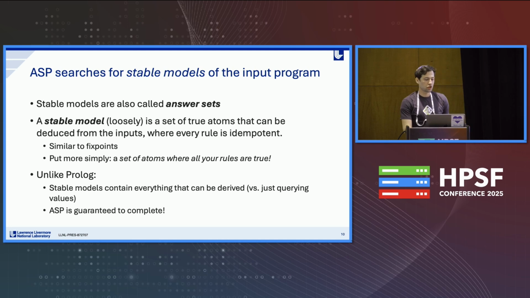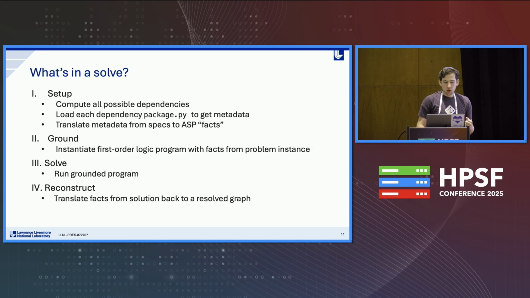So ASP searches for answer sets or stable models, which is basically like a fixed point. It's any set of facts for which the rules don't change it. And I mentioned before it's guaranteed to complete.